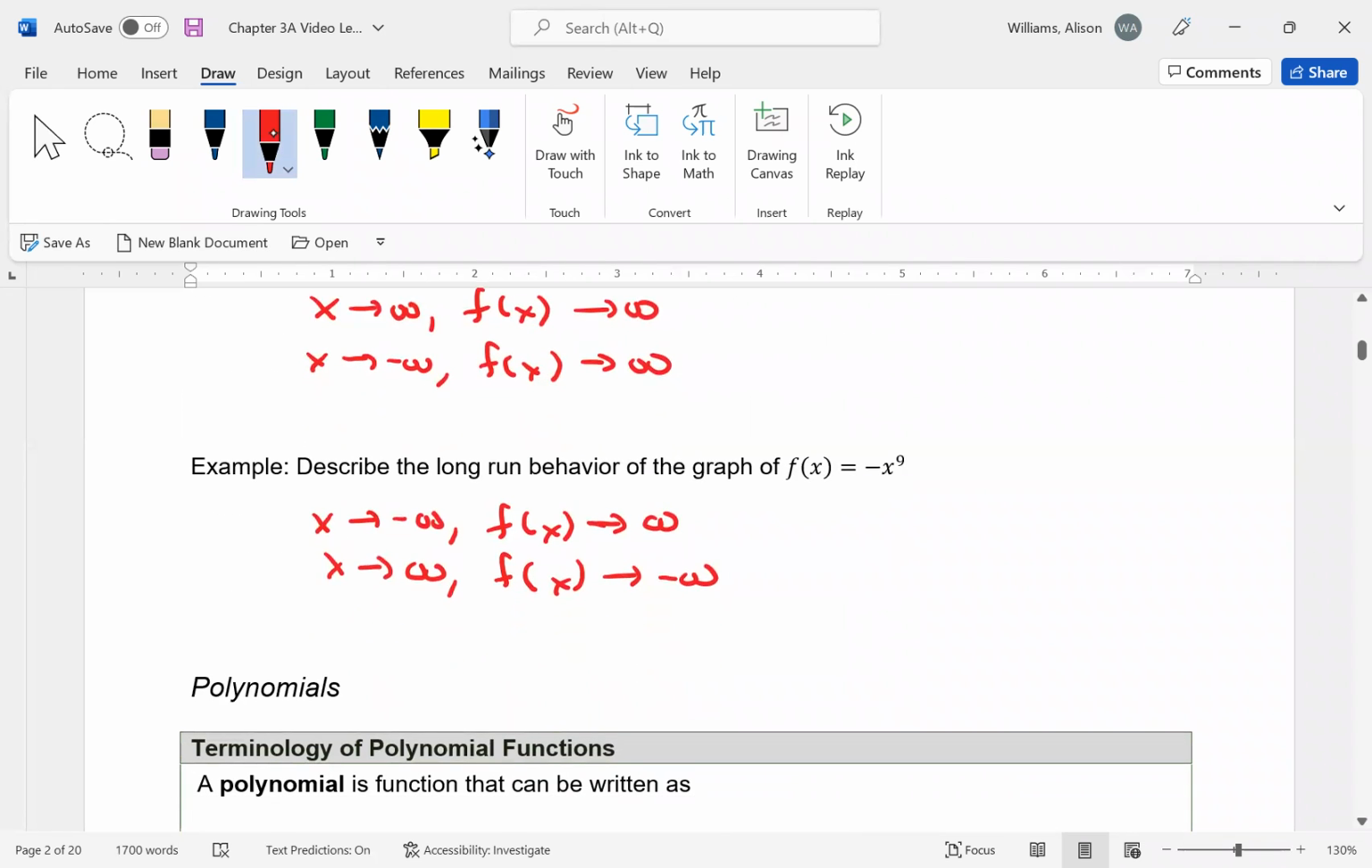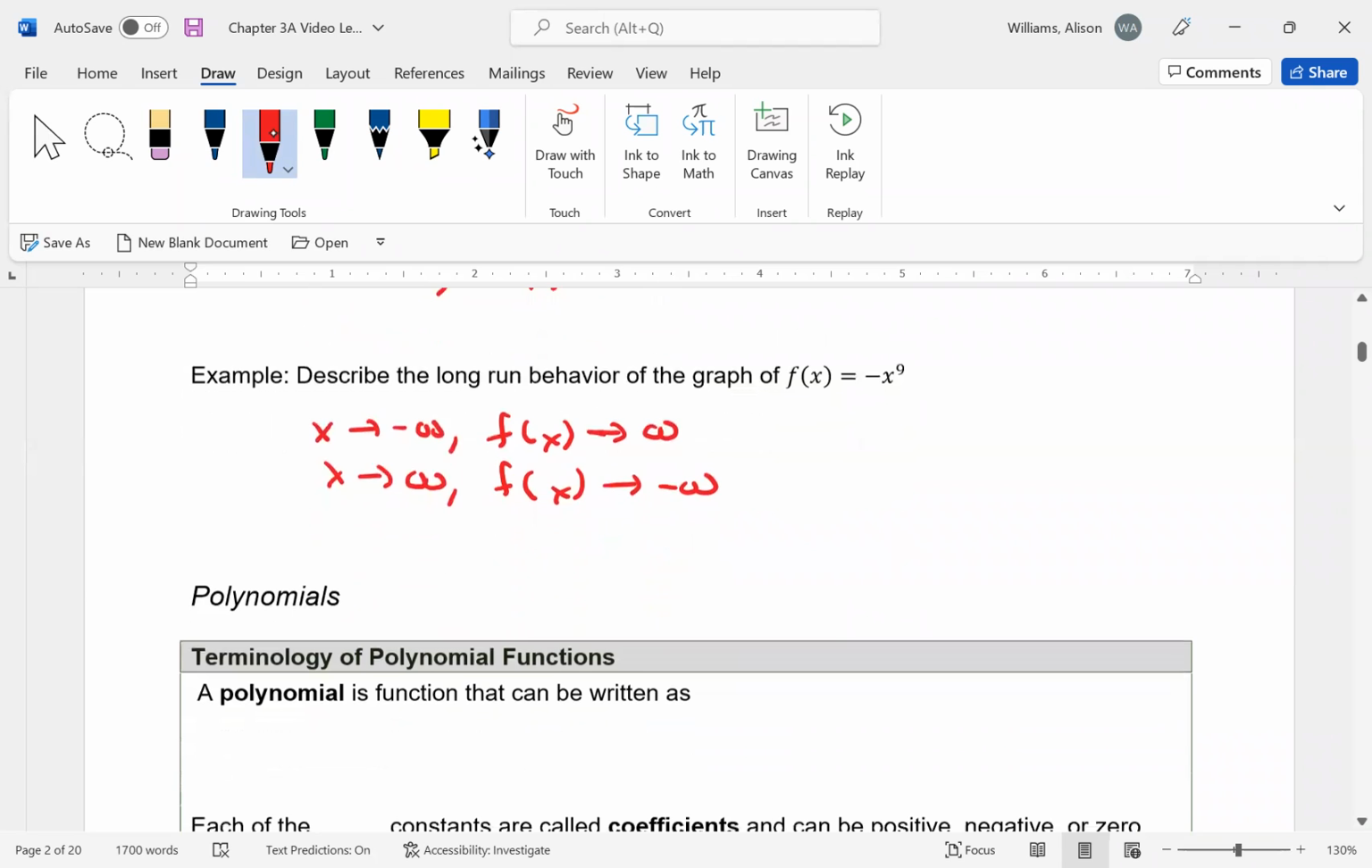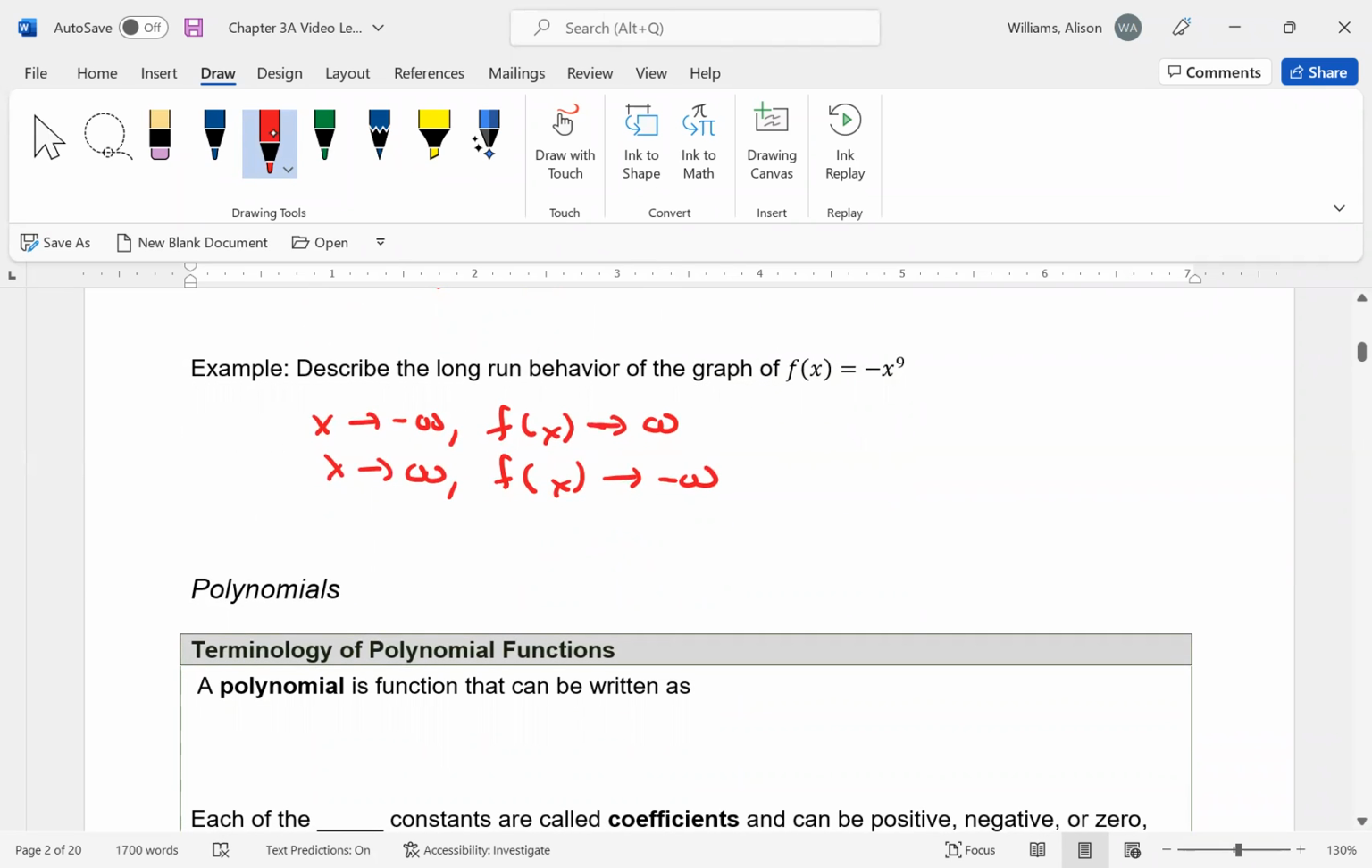So let's apply this understanding to polynomials in general. The first thing we're going to do is introduce a little bit of terminology for polynomials. A polynomial is a function that can be written like this: f of x equals a sub n, x to the n, plus a sub n minus 1, x to the n minus 1, plus, and so on. Each term is decreasing until we get to a sub 2 x squared, a sub 1 x, and then a sub 0. So it's this pattern where we have these numbers matching with decreasing powers.